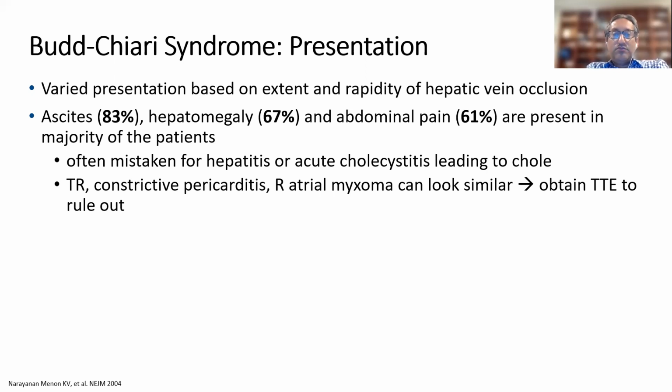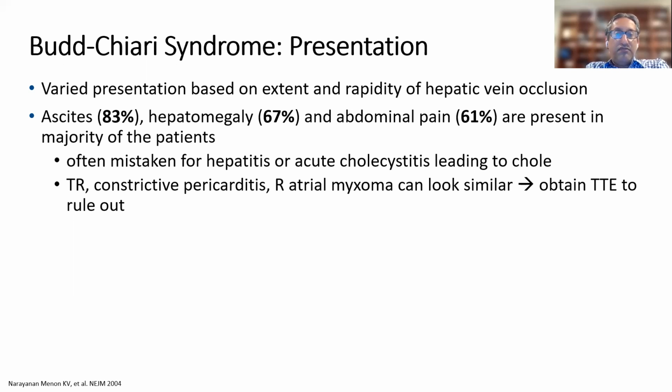However, ascites is one of the most common signs, along with symptoms of abdominal distension, hepatomegaly, and abdominal pain, although again, you see that it's only seen in two-thirds of patients. So these are some of the common presentations. It can often be mistaken for viral hepatitis or acute cholecystitis, and a lot of patients, based on their presentation of right upper quadrant pain and elevated liver enzymes, are taken to the operating room for possible cholecystitis.